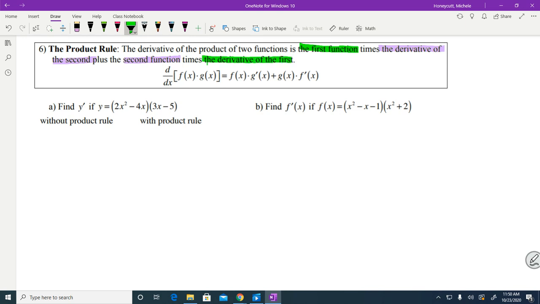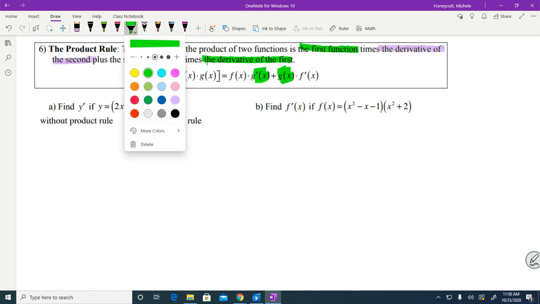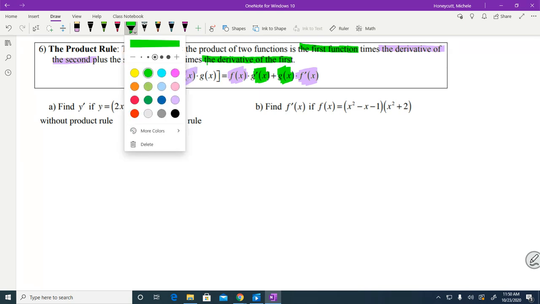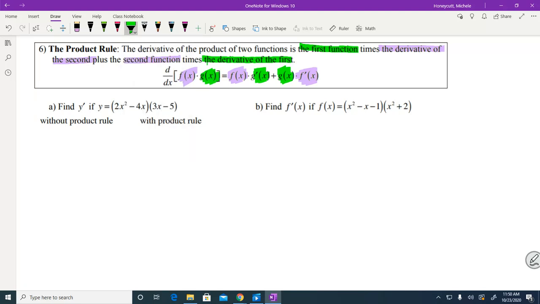And then here is the product rule written out in a formula. So I would have the first function times the derivative of the second plus the second function times the derivative of the first. And I may be annoying you with my highlighting, but trust me, it will be worth it because you need to be able to recognize the two functions. So f of x is highlighted in purple, and then the functions associated with g of x highlighted in green.